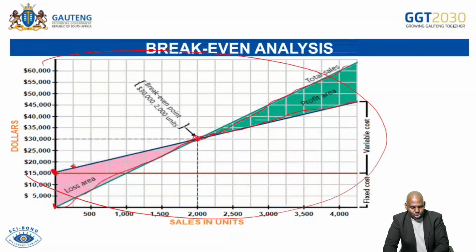Up until you get to this point. At this point, you can see that the income and the expenses are the same. That is what we call a break-even point. There's no profit there, there's no loss.